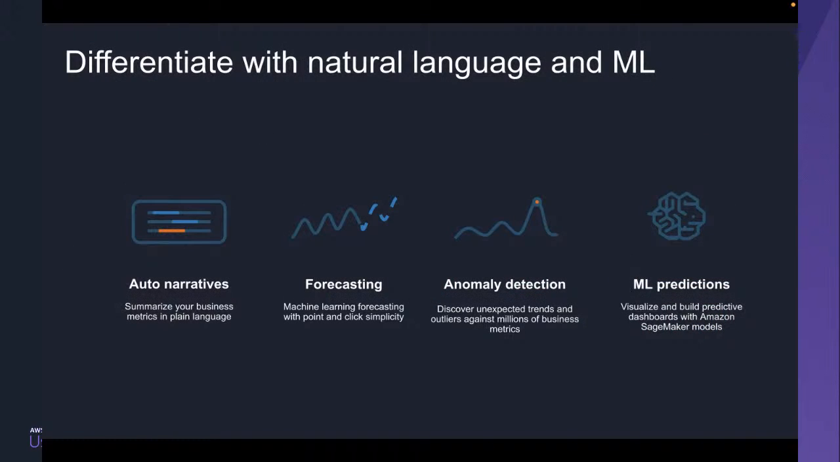Now comes the key thing, which I mentioned in the first slide itself about Quicksight: that Quicksight also provides ML capability. There come the four different things: auto narration, forecasting, anomaly detection, and ML prediction. These are the four ML capabilities which Quicksight offers on your charts, right?